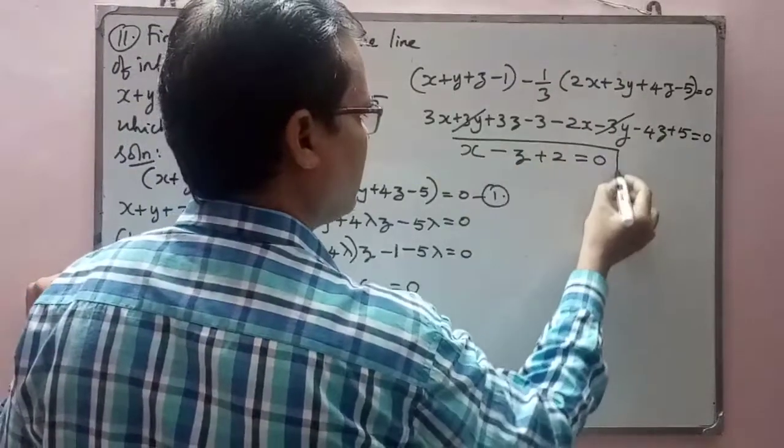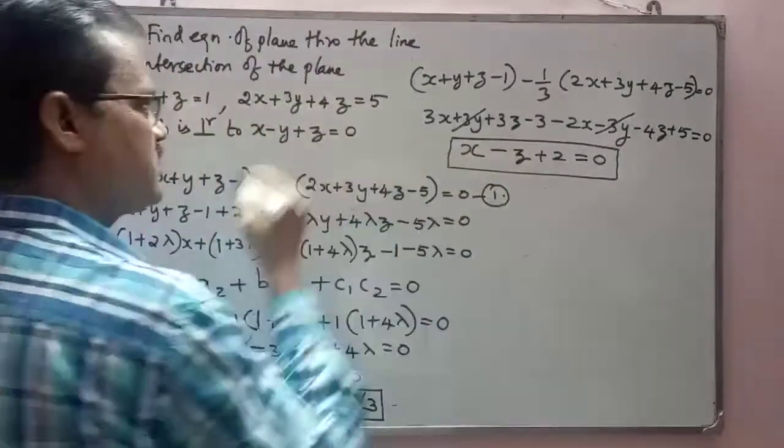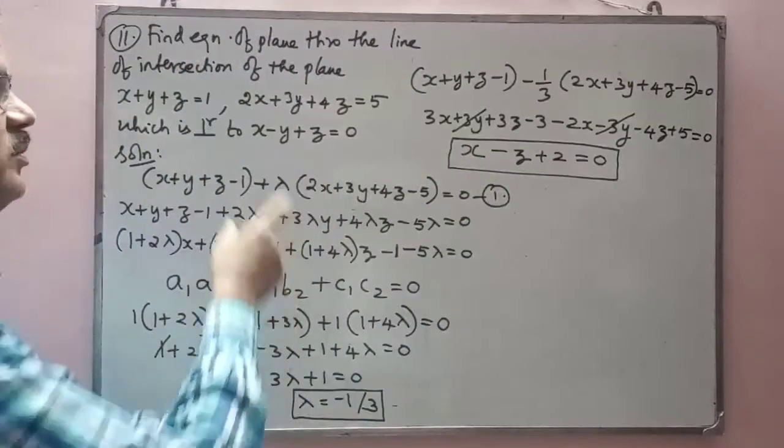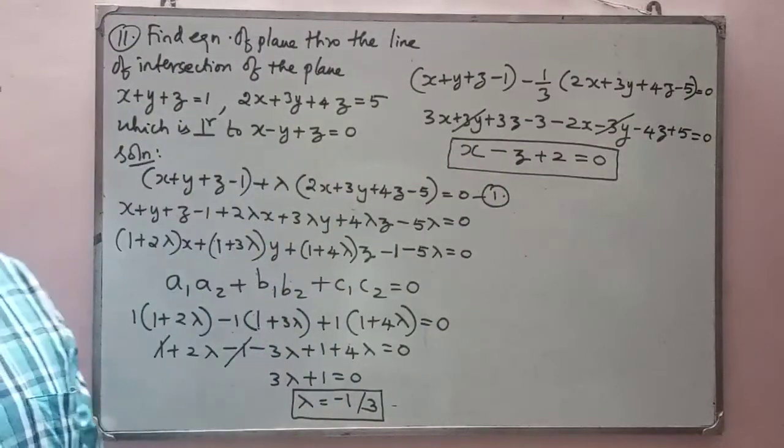So this is the required equation of the plane which passes through the intersection of these two planes and is perpendicular to this plane. This completes the solution, children.